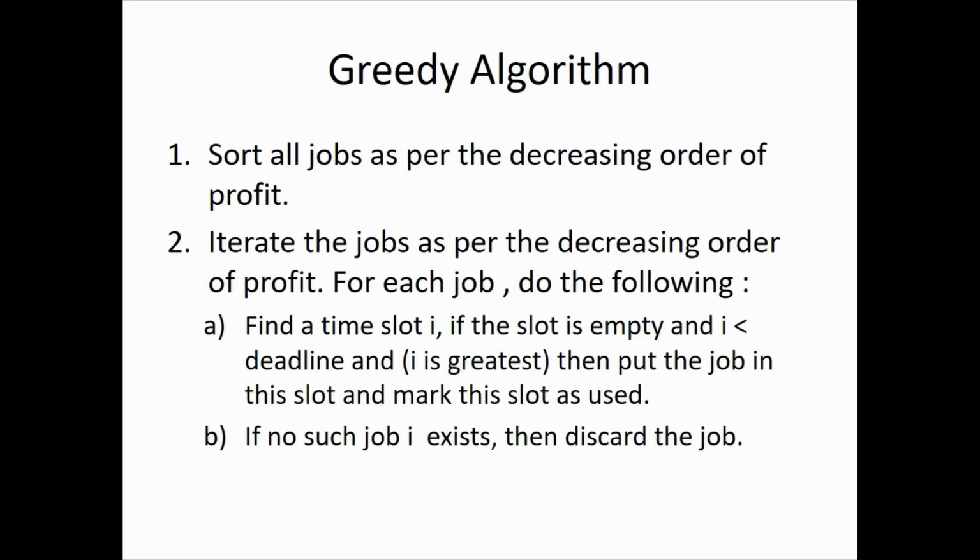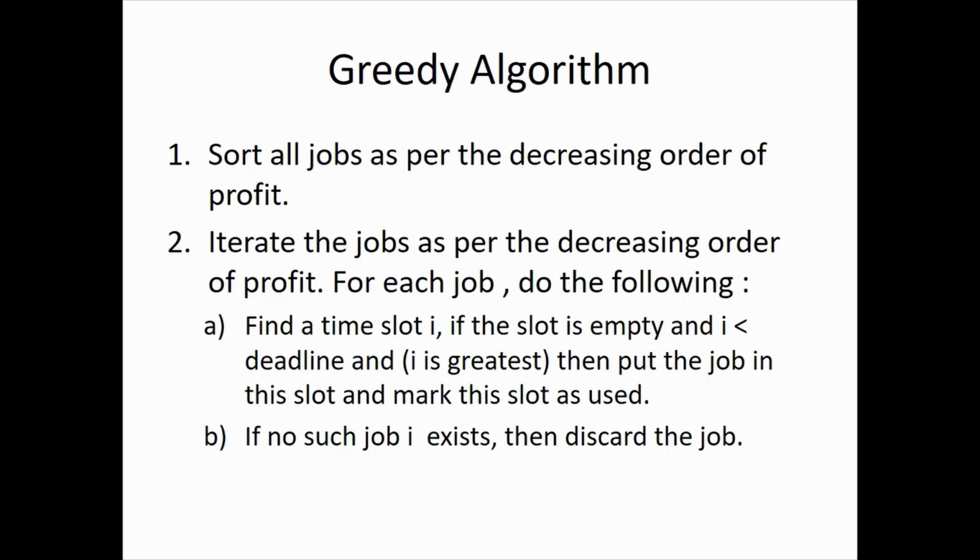This is a greedy algorithm. At step number 1, sort all jobs in decreasing order of profit. Now we execute steps A and B for each and every job. Find a time slot i such that the slot is empty and i is less than the deadline. If i is the greatest such slot, then put the job in this slot and mark this slot as used. If no such slot i exists, then discard the job.